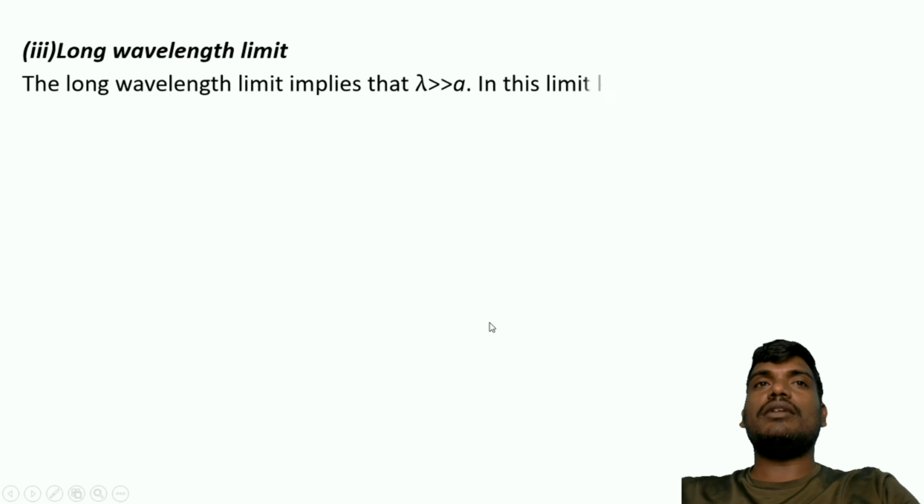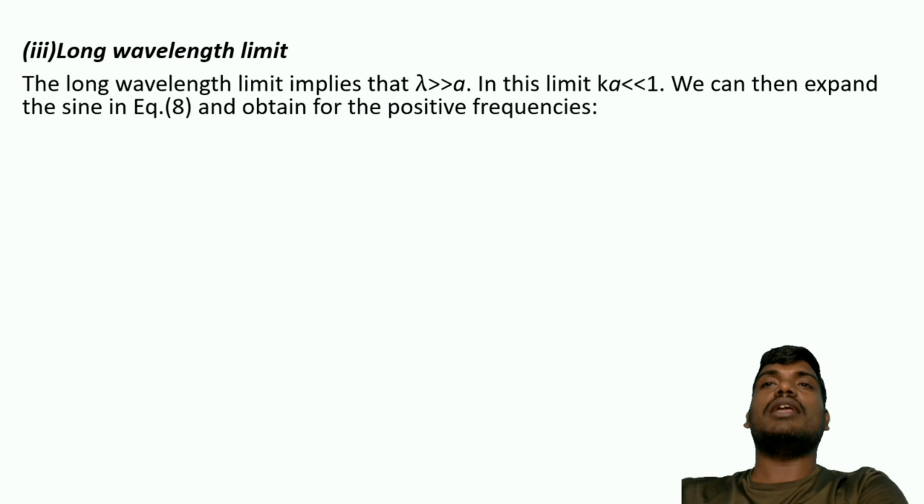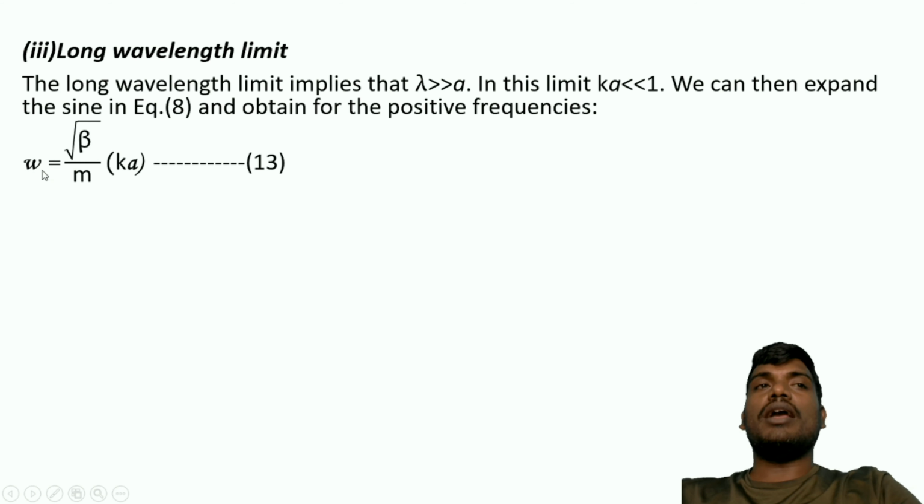And the third one is the long wavelength limit. The long wavelength limit implies that lambda is much greater than a. In this limit, ka, the wave vector times the lattice spacing, is much less than 1. We can expand the sine in equation number 8 and obtain, for the positive frequencies, omega equal to under root of beta by m into k. This is equation number 13.